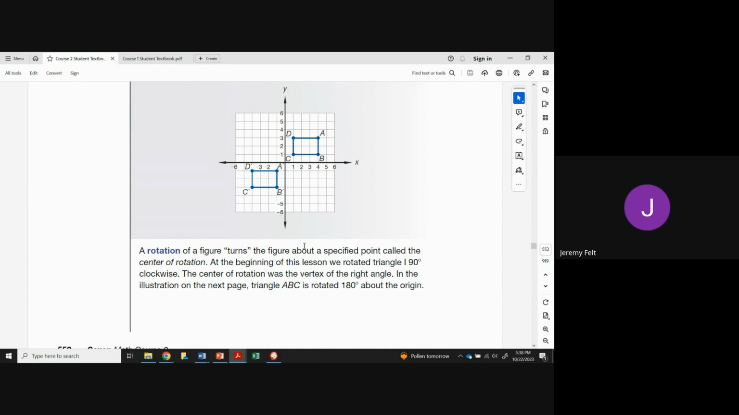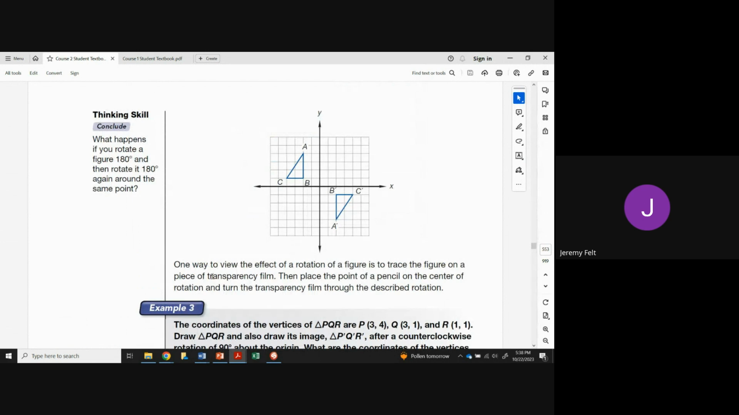But we can do others that aren't about the origin, or we can rotate it 72 degrees clockwise or 192 degrees counterclockwise. But the ones that we're going to work with, which makes it not necessarily nice and easy but we don't have to worry about it, is 4 turns clockwise, which gets us back to where we started. 4 turns counterclockwise would also get us back to where we started.